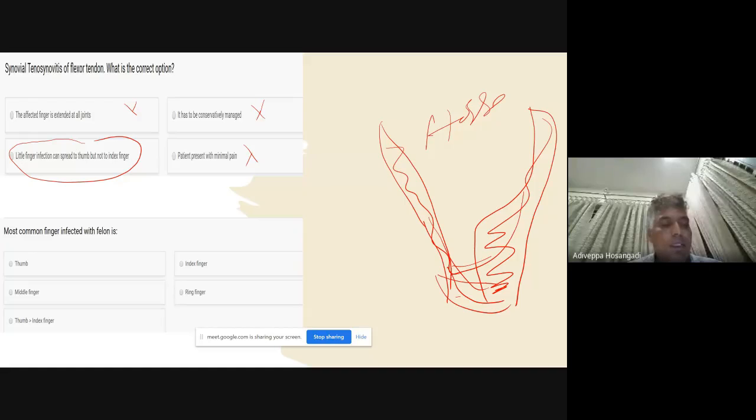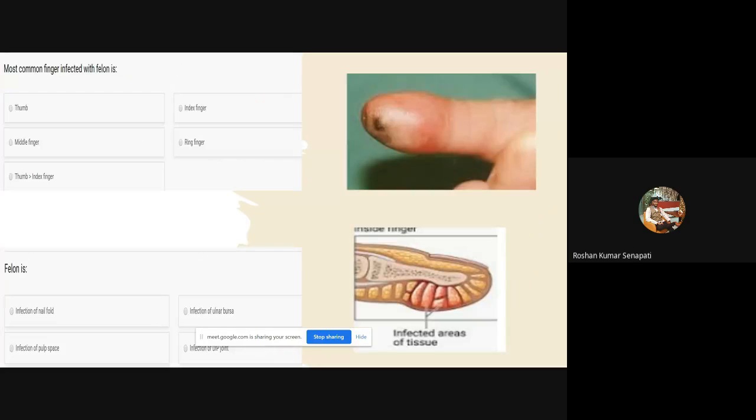Thumb, index, ring, middle, and thumb more common than index finger. Sir, thumb is more common than index finger, sir.